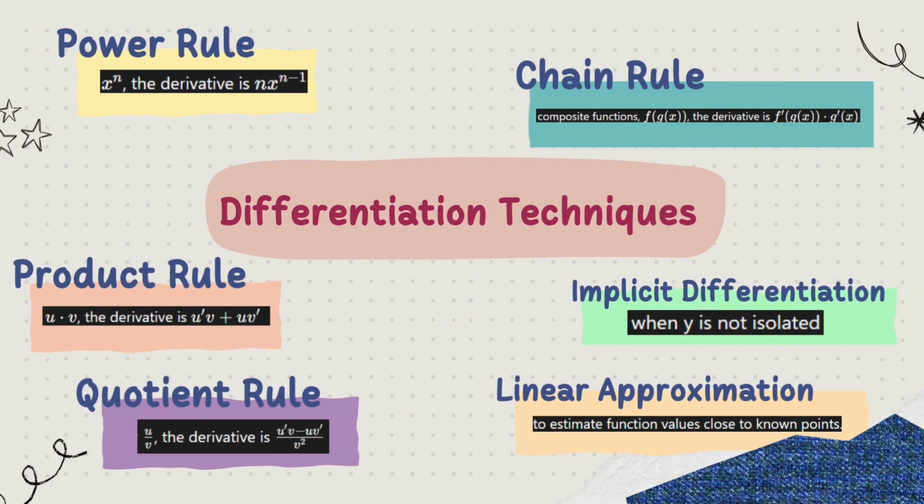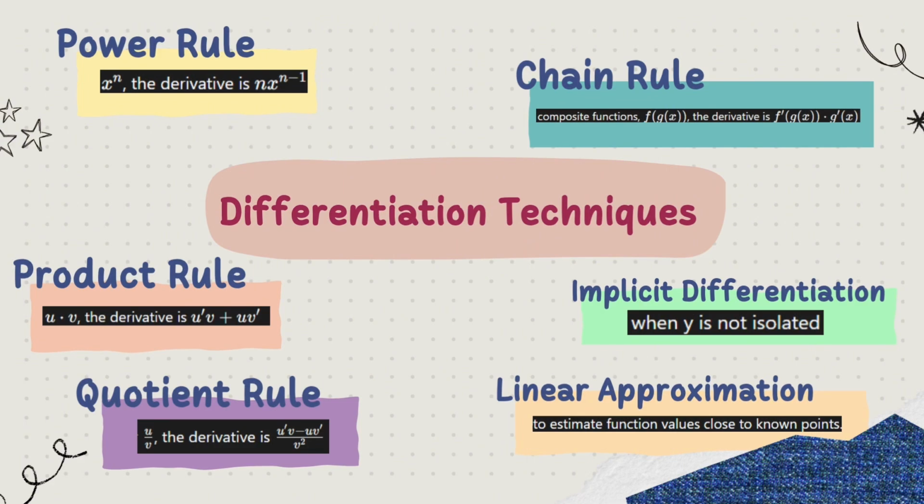Here are 6 main techniques of differentiation. The first one is power rule. Bring the power down and subtract 1. Second, product rule. Used when multiplying functions. First times derivative of second plus second times derivative of first. The third one is quotient rule, used for division. Bottom times derivative of top minus top times derivative of bottom, over bottom squared.